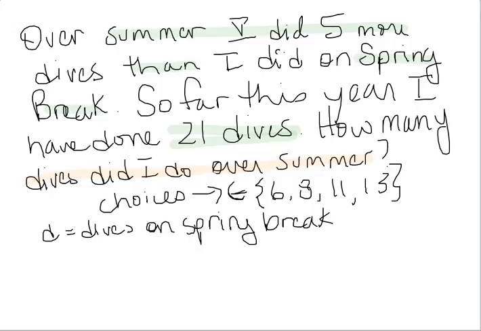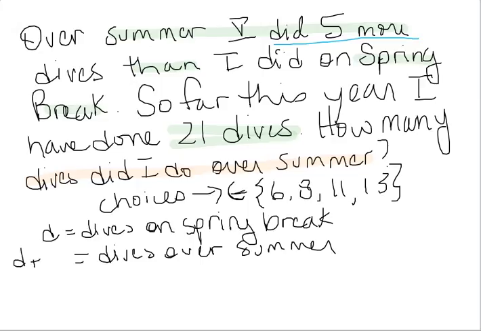I'm going to say that D equals the number of dives I did on spring break. And so over summer, dives over summer, well, I know that I did 5 more in summer than I did on spring break. So I'm going to say D plus 5.